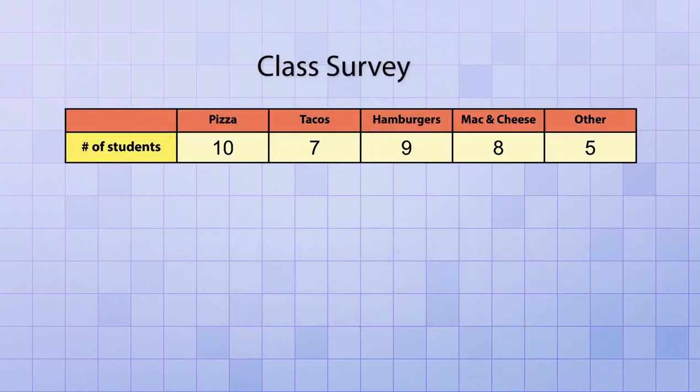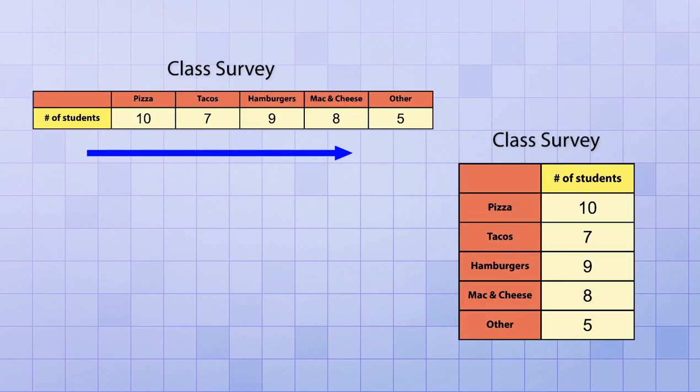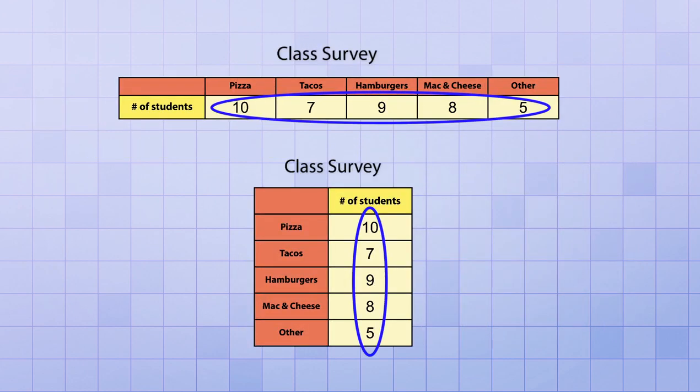This table happens to be in a horizontal format because there's more columns than rows. But there's no reason you couldn't switch the columns and rows to get a vertical format instead. These two tables contain the exact same set of data, they're just laid out differently.